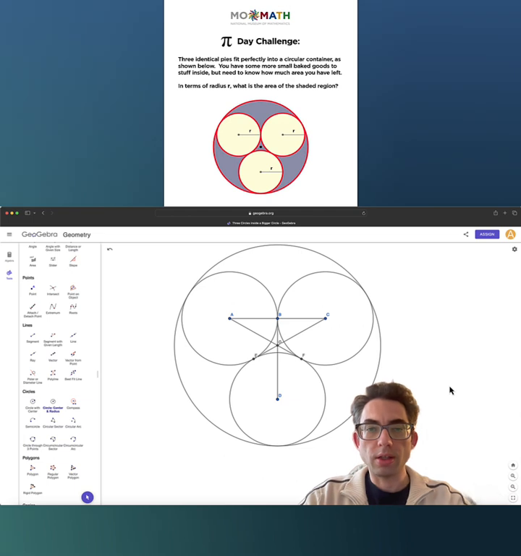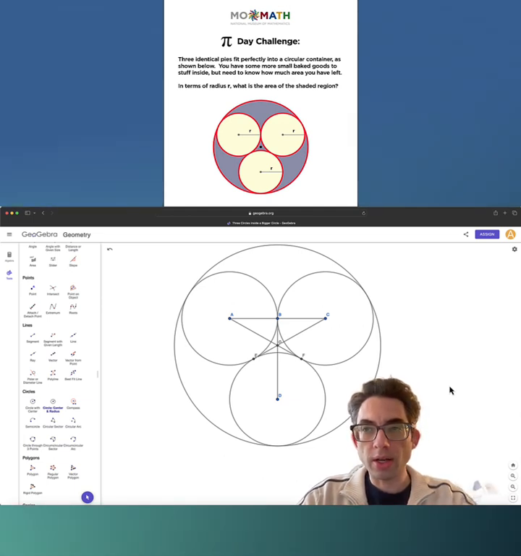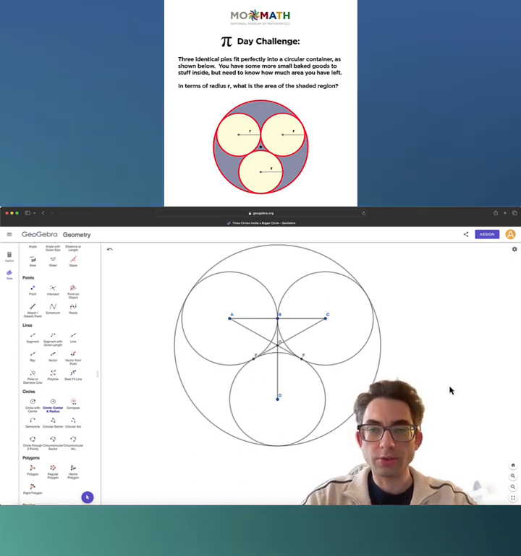So this is a great experience, and it just shows you how beautiful geometry can be, and how important it is to be precise, especially when you're making a circle.